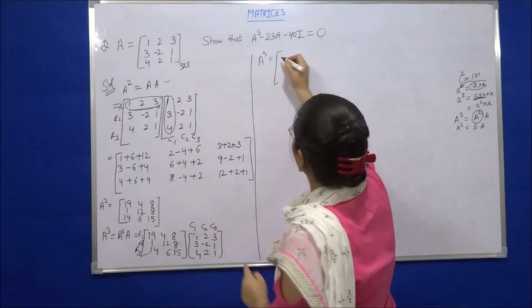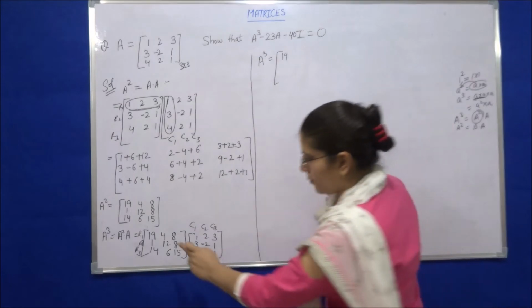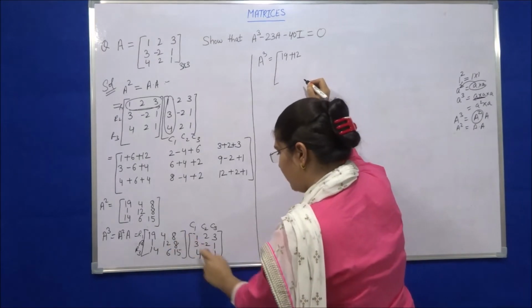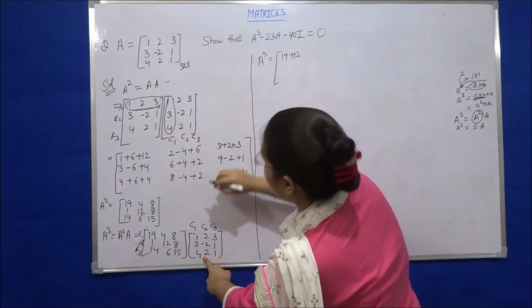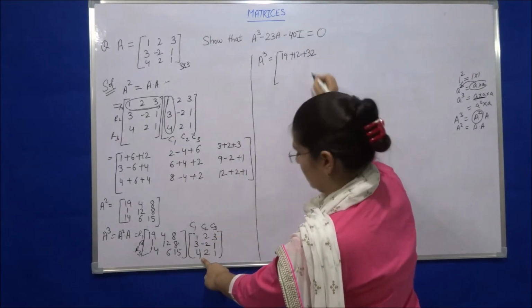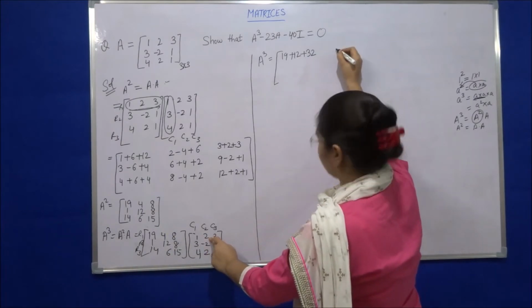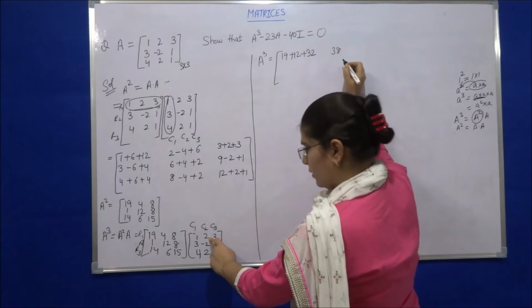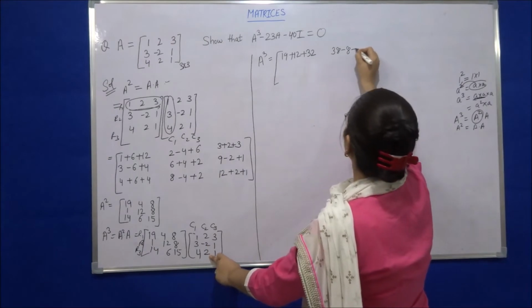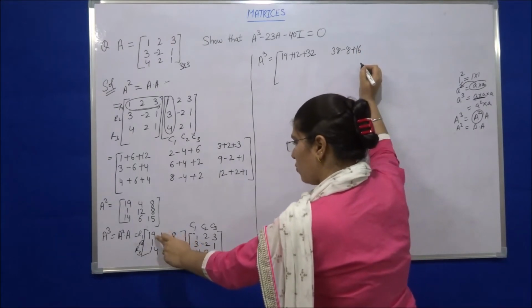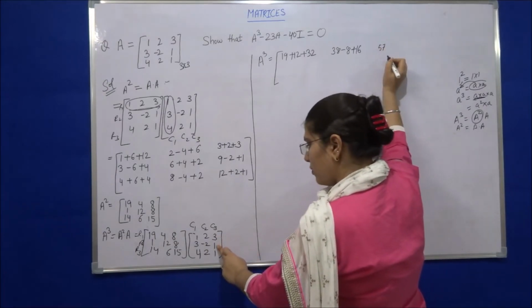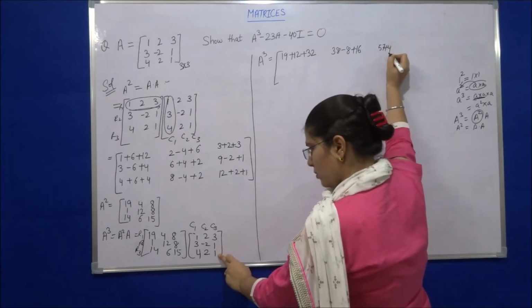So 19 into 1 will be 19, 4 multiplied by 3 will be 12, 8 multiplied by 4 is 32. 19 into 2 is 38, 4 into minus 2 is minus 8, 8 into 2 is 16. Now 19 into 3 is 57, 4 and 8.